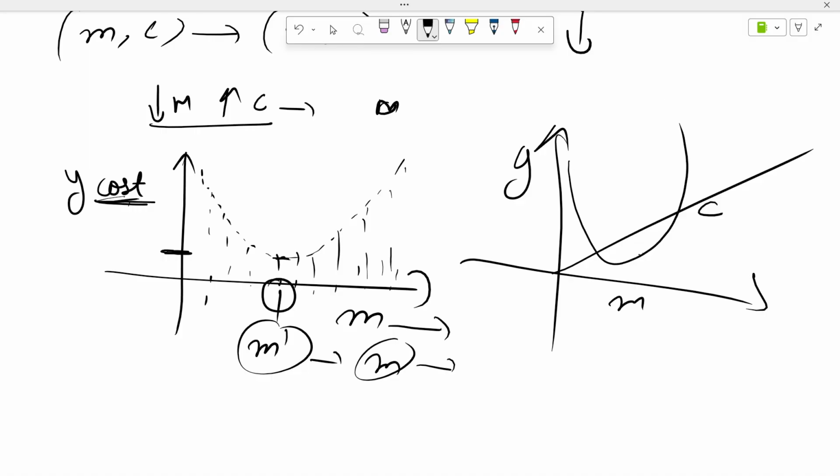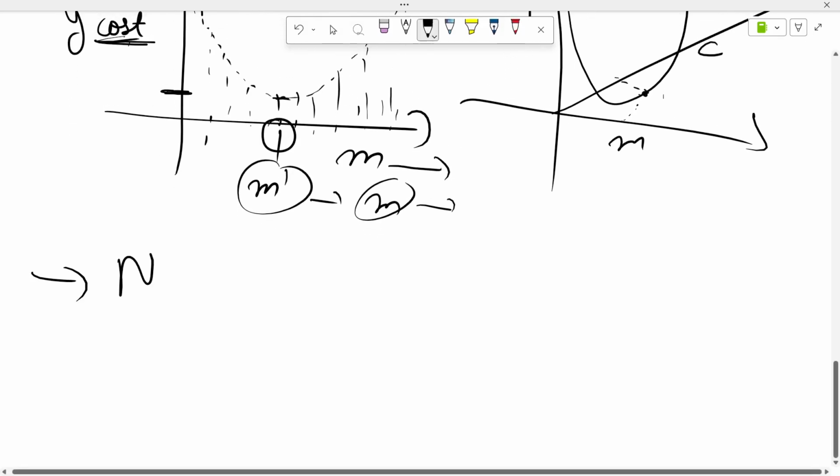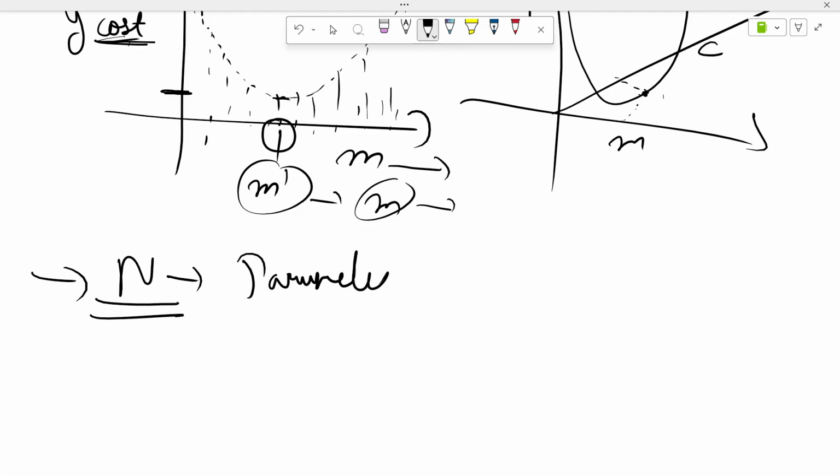Okay, so 2D graph, and you need to figure out the best value of m and c such that your error is minimum. Now these are the two parameters. Now suppose you have n parameters of a model. Initially you will assume some random values, then slowly you will figure out with some mathematical algorithm, which is known as gradient descent. In the next lecture, we will discuss it.